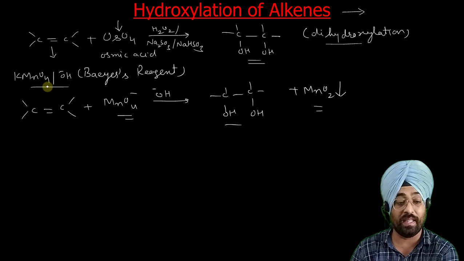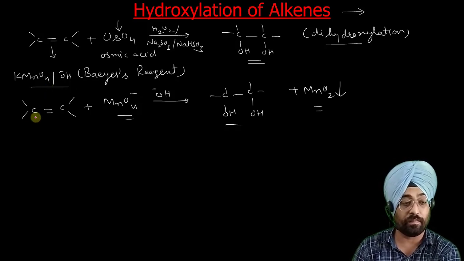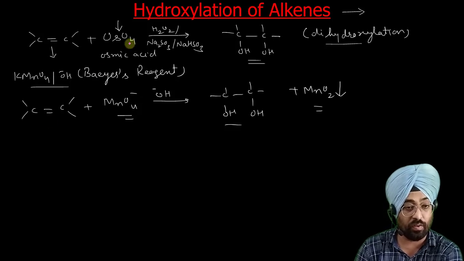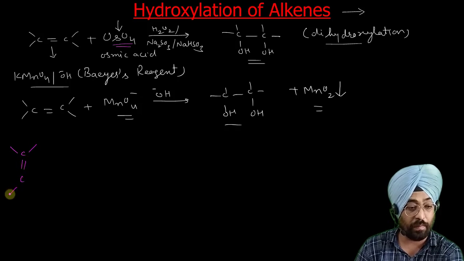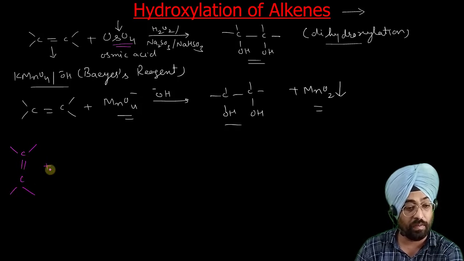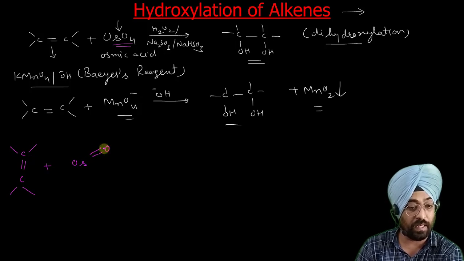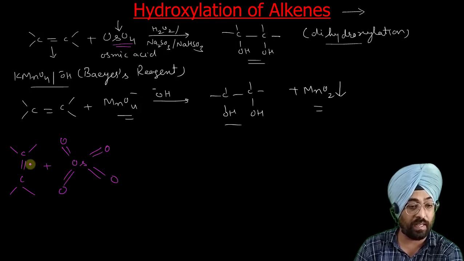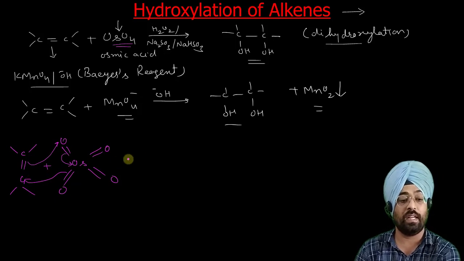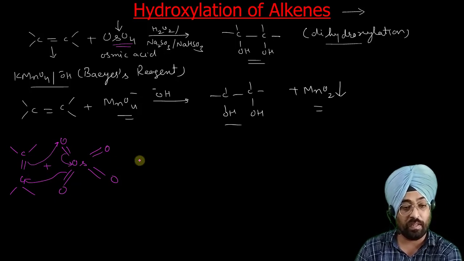Now let us try to write their mechanism. Their mechanisms are quite similar, both of them. Actually, first let us do the mechanism with osmium tetroxide. C double bond C. See, the mechanism of both the reagents is the same. So osmium tetroxide is something like this. This takes place like this: this electron goes here, this goes here, so this goes here. So that's how this reaction takes place.